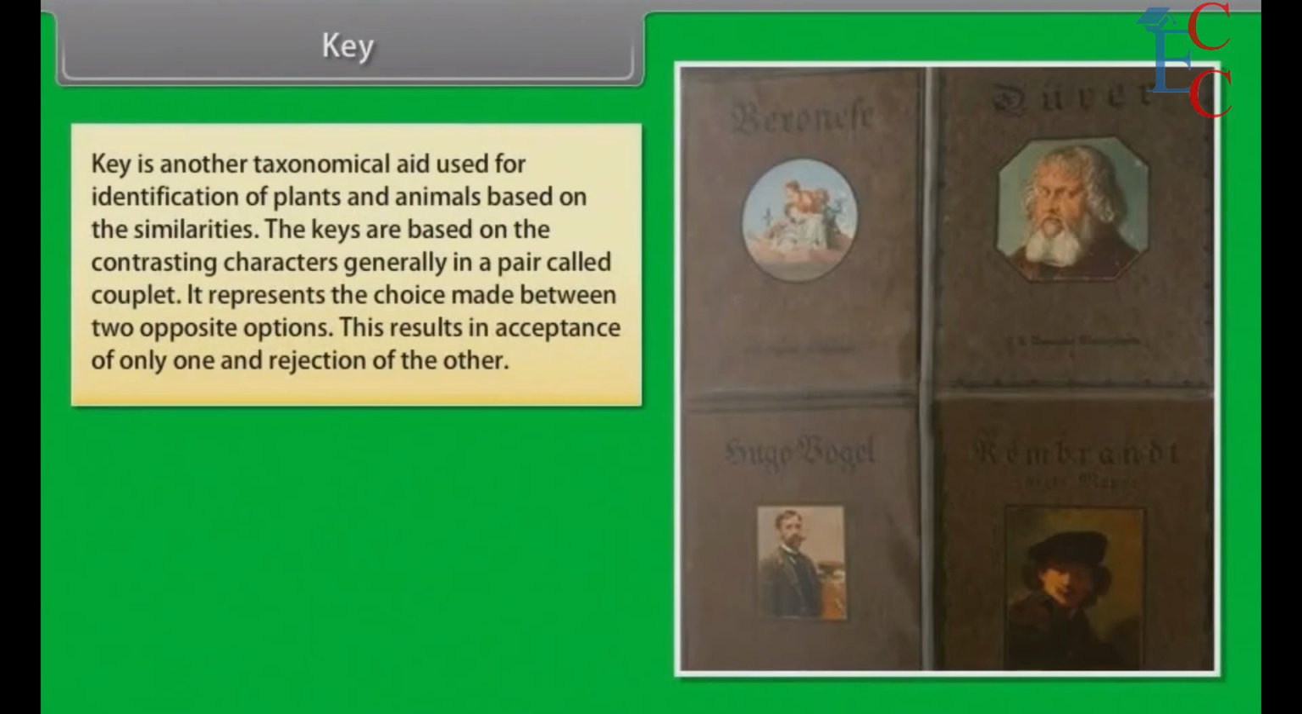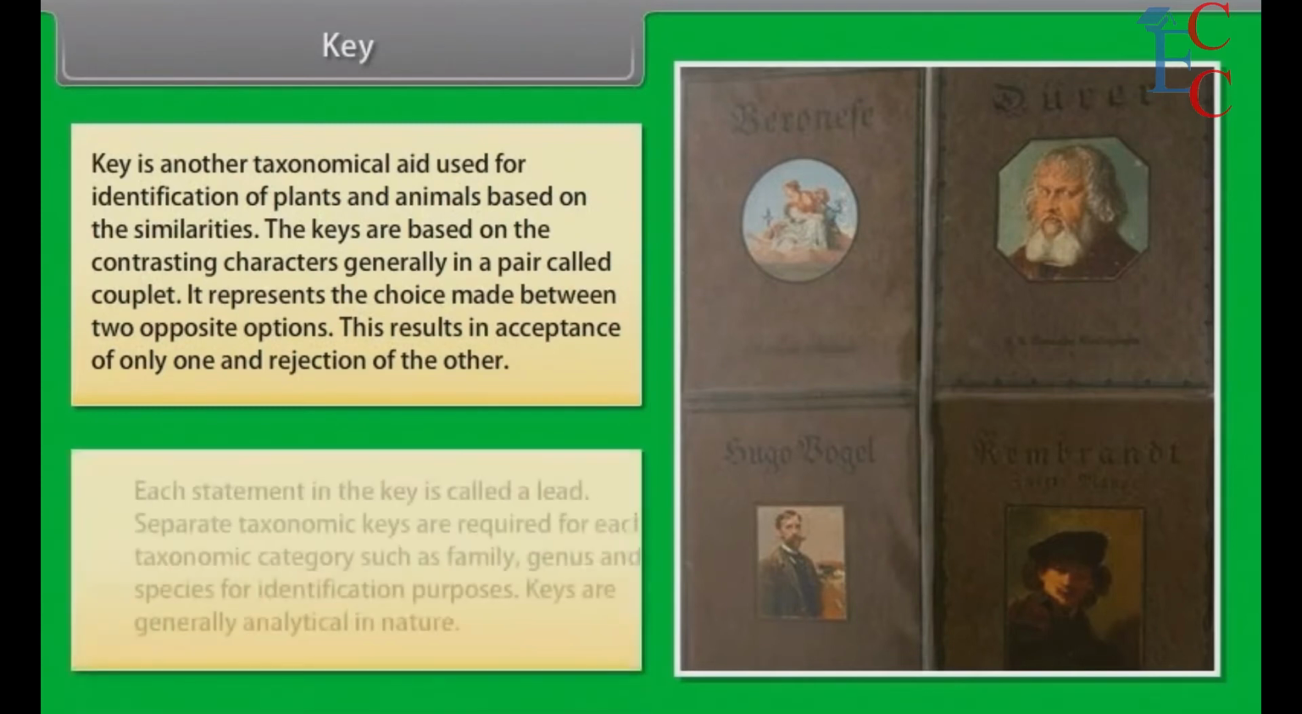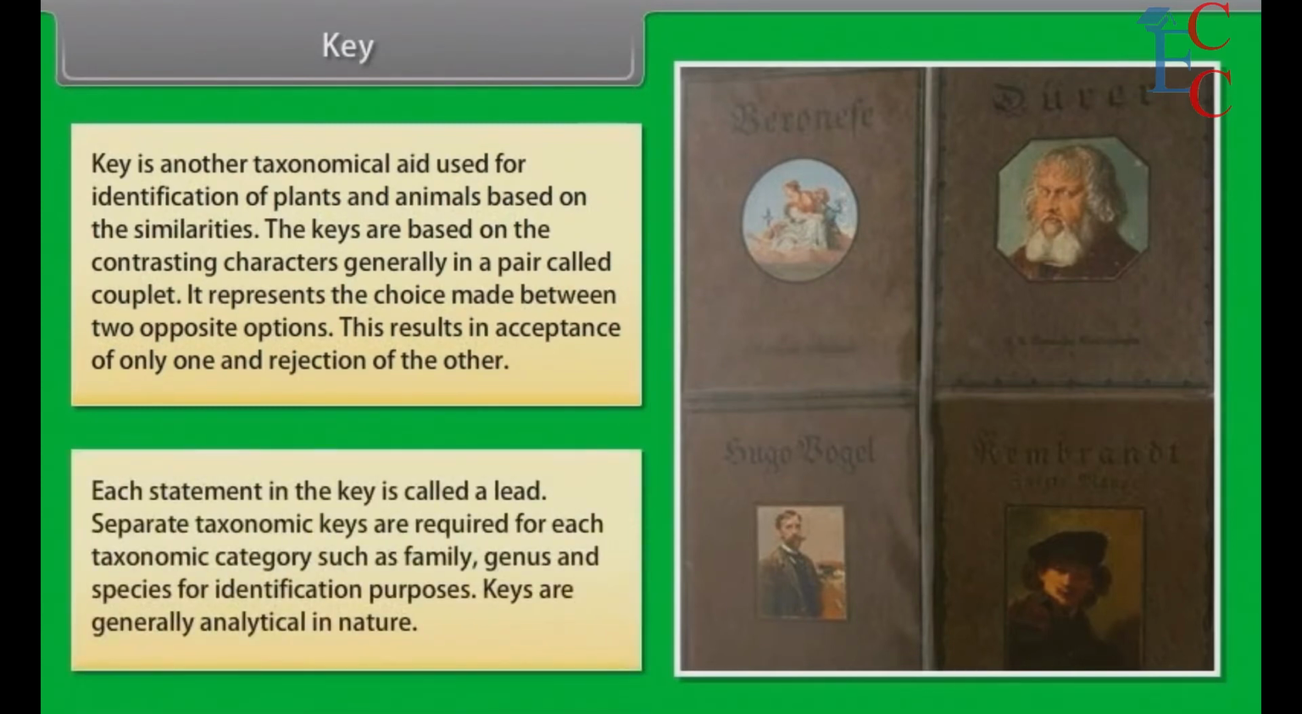Key: A key is another taxonomical aid used for identification of plants and animals based on similarities. The keys are based on contrasting characters, generally in pairs called couplets. It represents the choice made between two opposite options. This results in acceptance of only one and rejection of the other. Each statement in the key is called a lead.